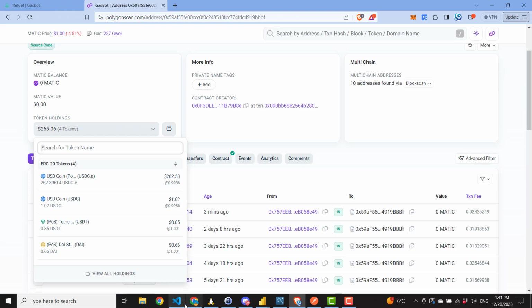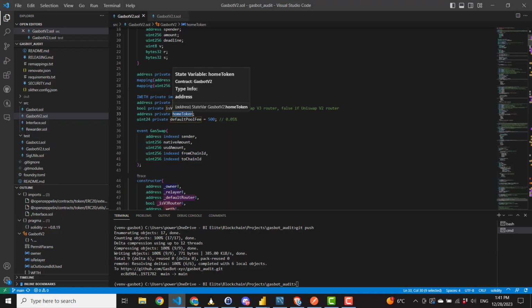So each contract is going to have a home token. It's mostly USDC, like native Circle USDC. On Polygon, as you saw, it's bridged USDC-E. On some, I think on BSC, it's USDT. So that can vary.